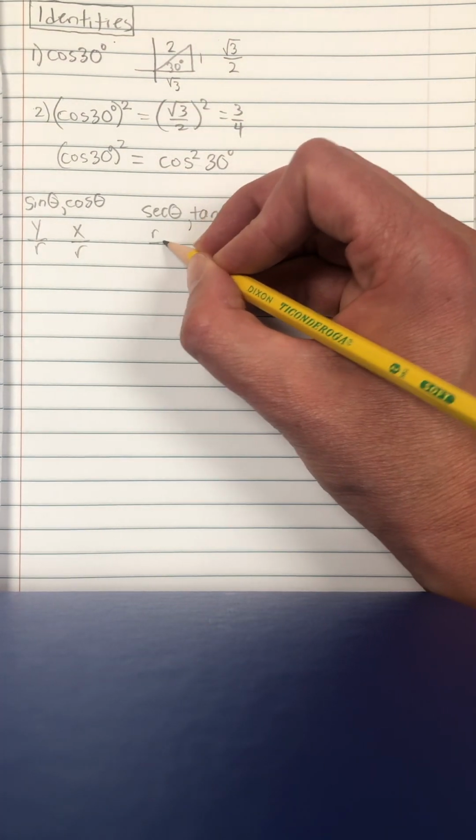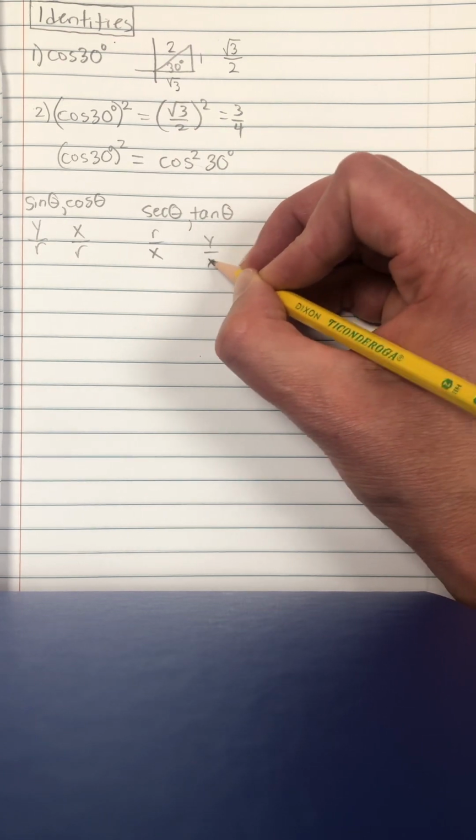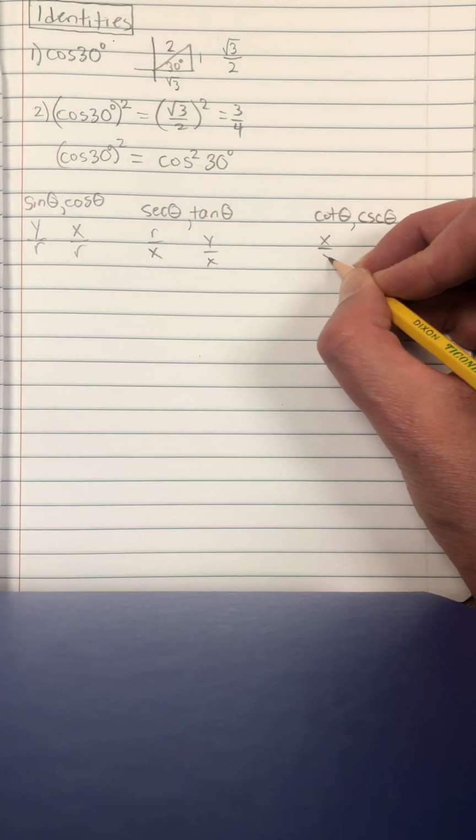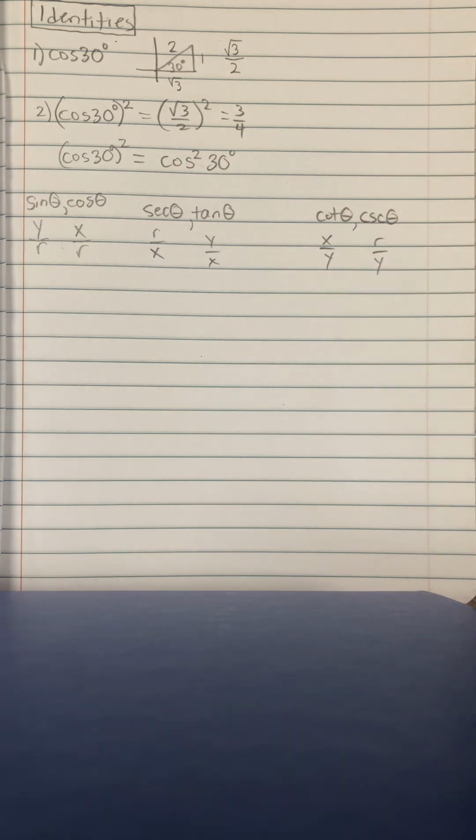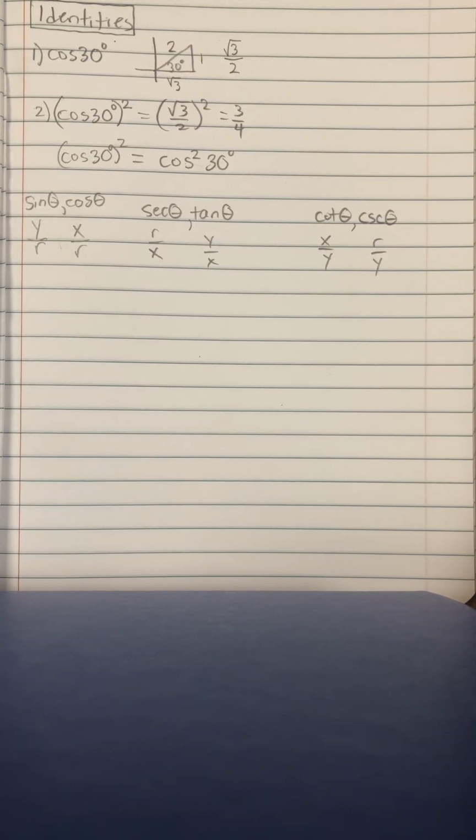Well, the sine ratio is y over r, cosine x over r. Secant is r over x, tan is y over x. Cotangent is x over y, cosecant is r over y. If you notice, the pairings all have the same denominator. So if I want to add or subtract sine and cosine together, I have a common denominator already there. It's easy to add or subtract. You may have even noticed this when we used some of our identities before with the sum and difference.